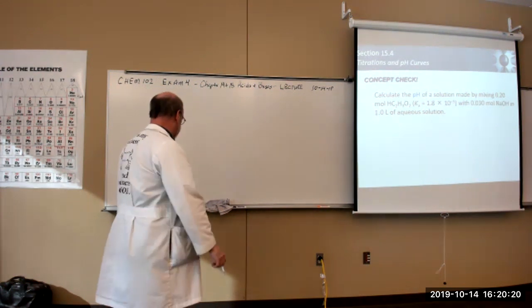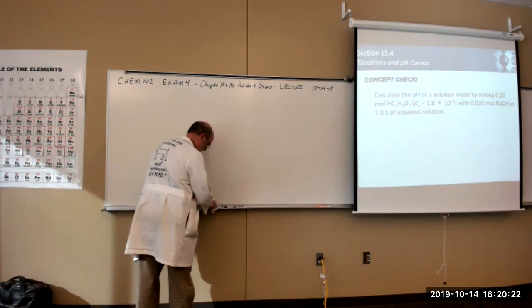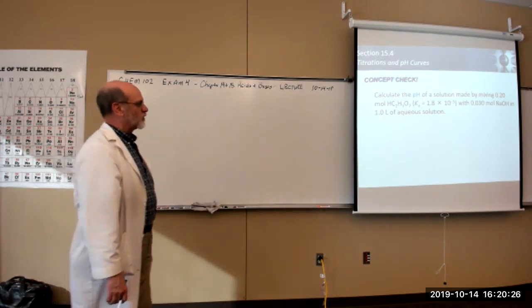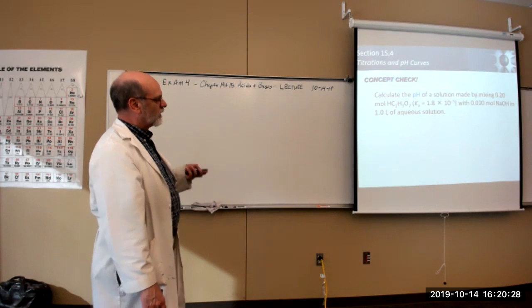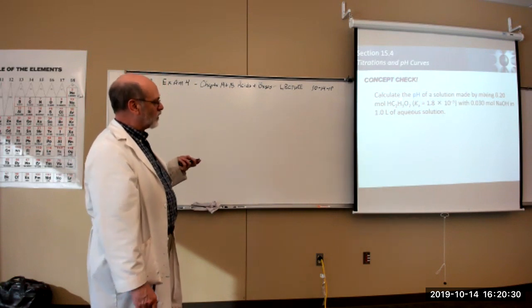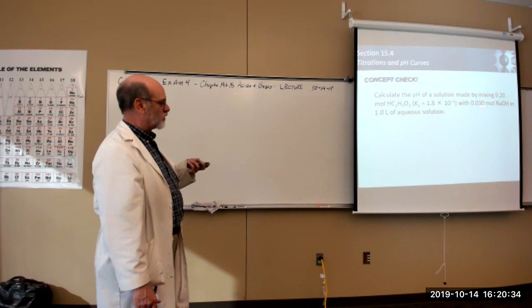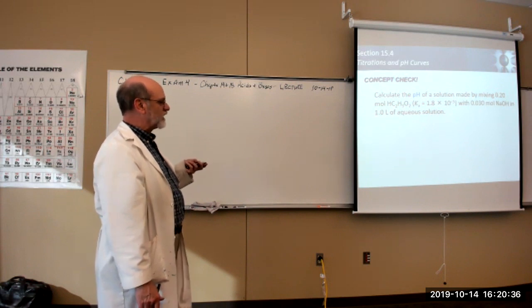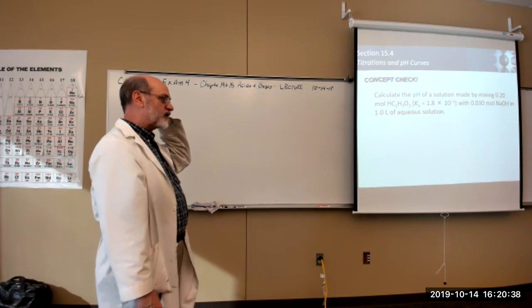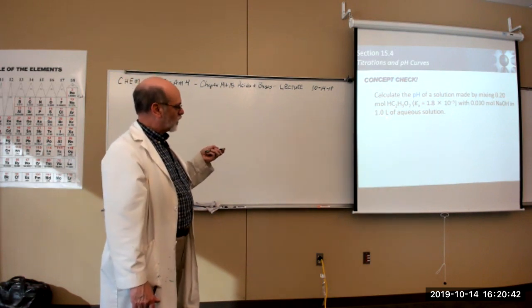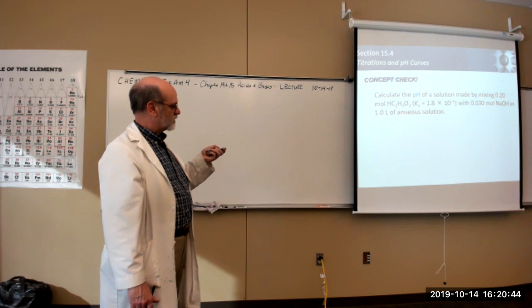All right, so that was a test of logic. Now let's see if we can use that to actually determine the pH of a solution that's made from mixing 0.2 mole of acetic acid and 0.03 mole of sodium hydroxide in 1 liter of solution. So what are the concentrations to start with? 0.2 molar because it's in 1 liter, and 0.03 molar because it's in 1 liter.